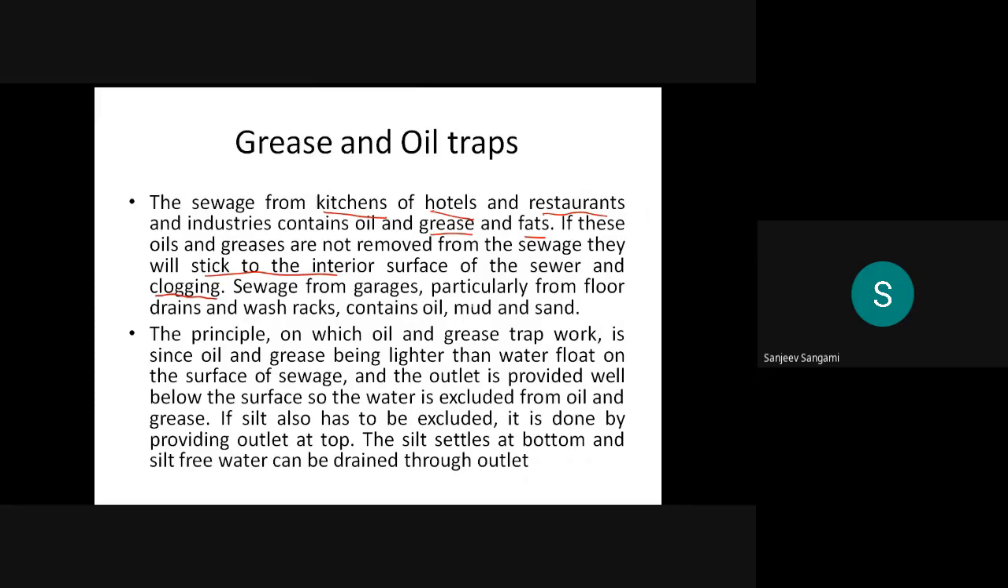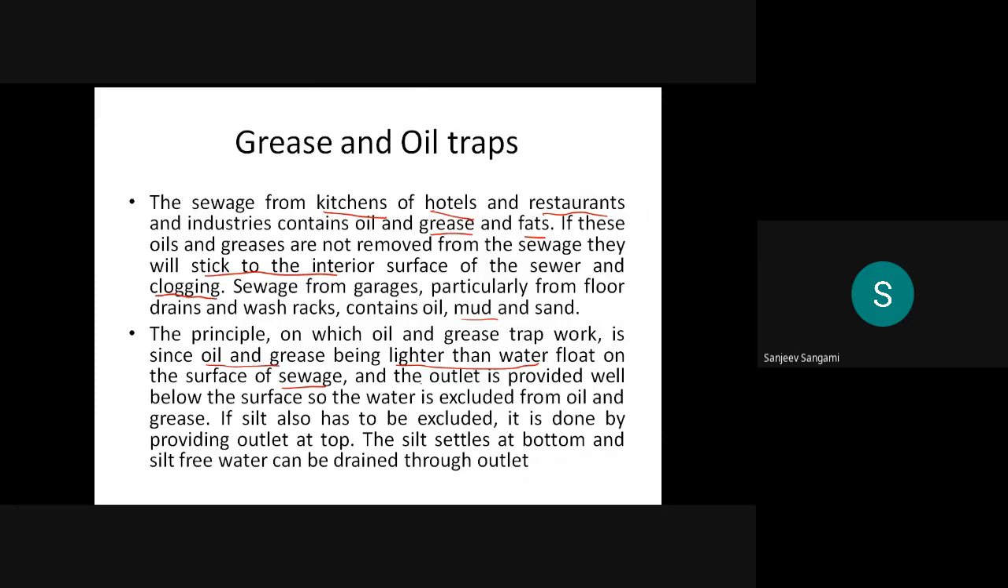Sewage from the garages, particularly from the floor drains and the wash racks, contains oil, mud as well as sand. The principle on which this oil and grease trap works is that oil and grease, being lighter than water, always floats on the surface of the sewage. It is very easy to remove this oil and grease from the sewage, so that kind of arrangement has to be made.